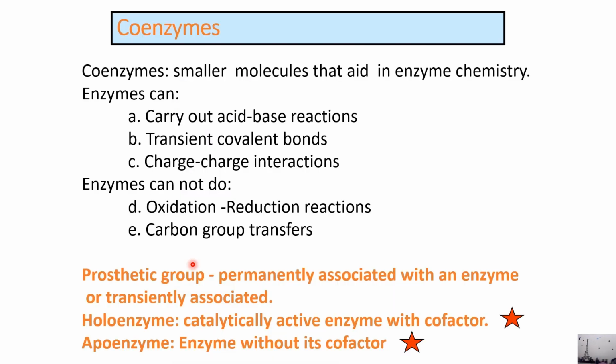Now, coenzymes, as we discussed, are smaller molecules that aid in enzyme chemistry. Enzymes can carry out acid-base reactions, transient covalent bonds, and cation interactions. Enzymes cannot do oxidation-reduction reactions or carbon group transfers. So, what is a prosthetic group? It is permanently or transiently associated with an enzyme. Holoenzyme is the catalytically active enzyme with its cofactor. Apoenzyme is the enzyme without its cofactor.